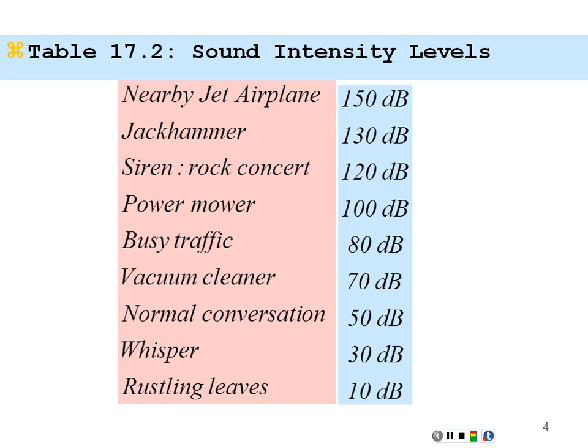Siren or rock concert, 120 decibels. So a rock concert is at that threshold of pain. A good name for a rock group or a heavy metal group would be the Threshold of Pain, 120 decibels. A jackhammer is 130 decibels, and a nearby jet airplane is 150 decibels. So if you were to put your ear to a nearby jet airplane, you would be hearing 30 decibels more than a rock concert, so it would be 10 times 10 times 10, or 1,000 times more intense than the threshold of pain or a rock concert.